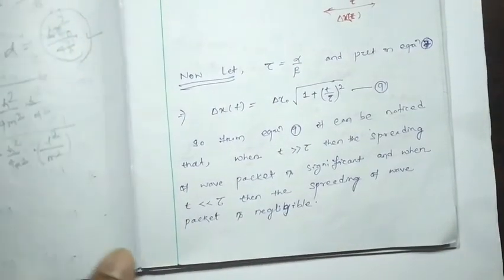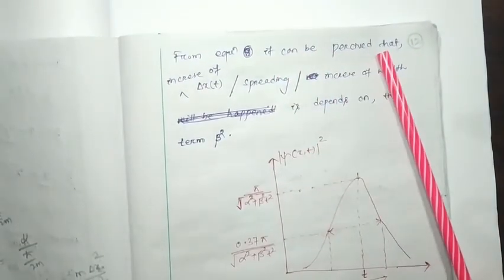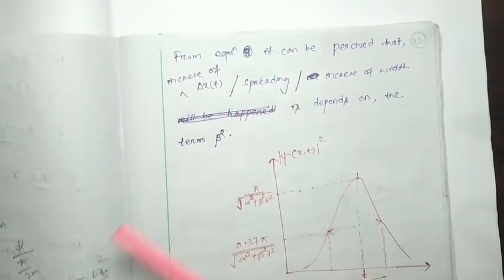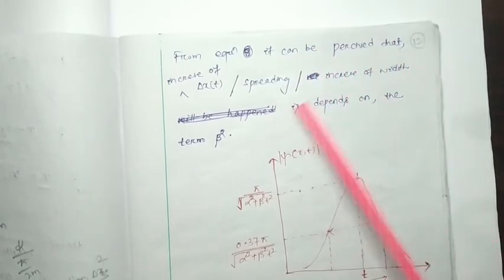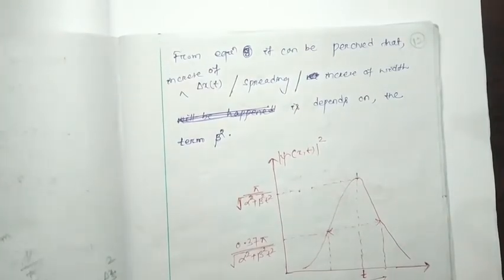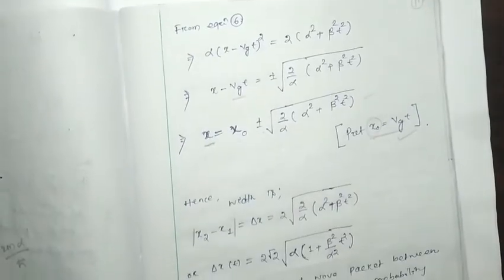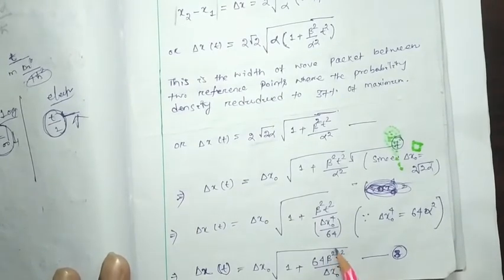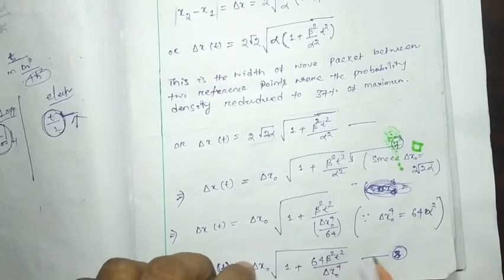So from equation number 8, it can be perceived that the increase of del x t, or the so-called spreading or increase of width, depends upon beta square. From equation number 8 you can find one thing, that del x t, this width, will be increased if beta square is increased, obviously, because it is in the numerator. So if beta square is increased, del x t will be increased.